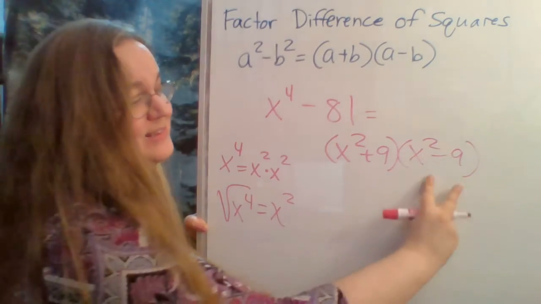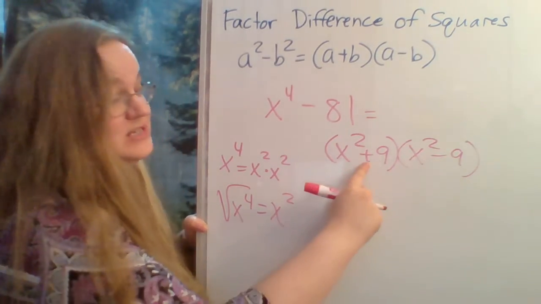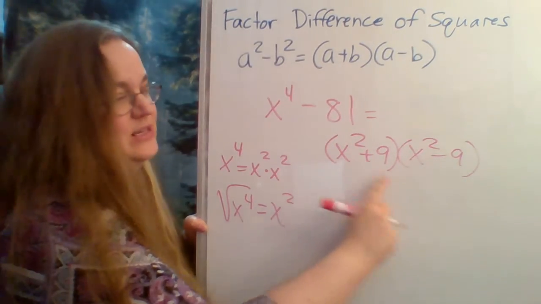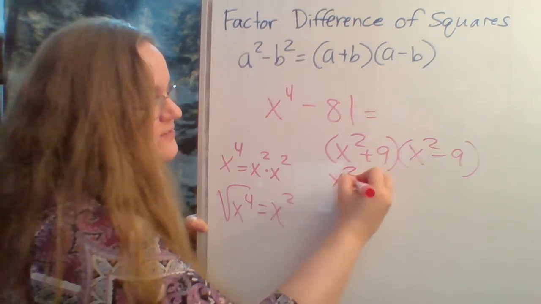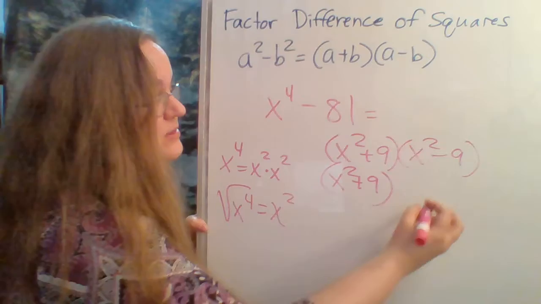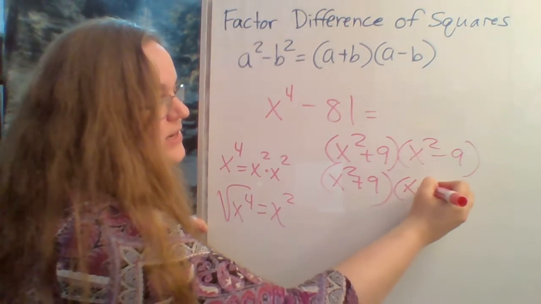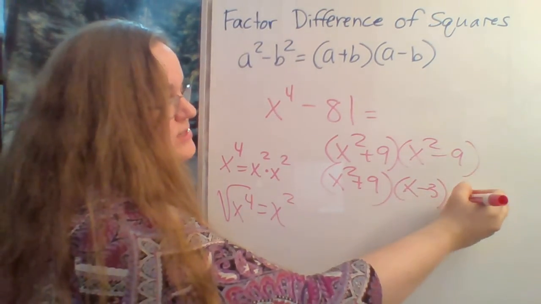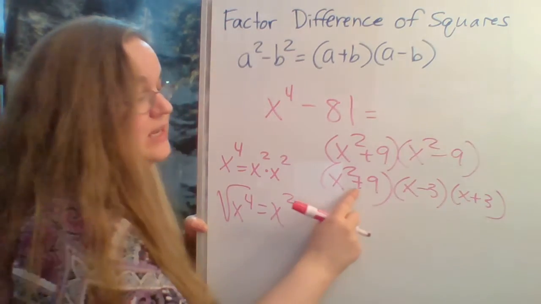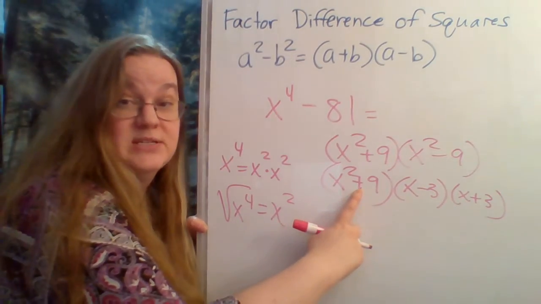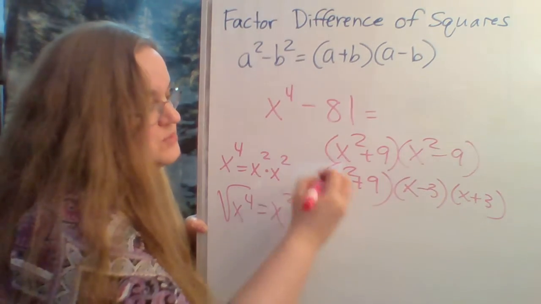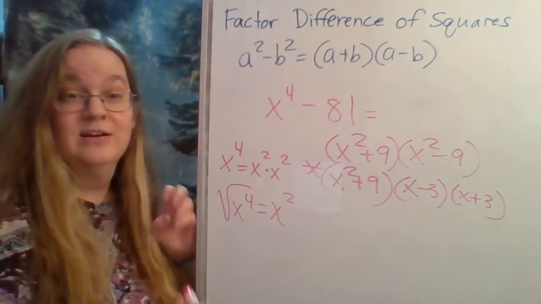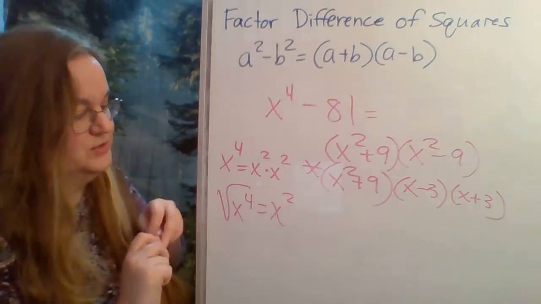except these are not both perfect squares. This is a plus sign. I can't do anything with it, but since the other is a difference of squares, I actually can factor the second binomial into x minus 3 and x plus 3. Again, I can't factor this one because it has a plus sign and I need a difference of squares. But since the other is a difference of squares, I can factor it again after the first time.